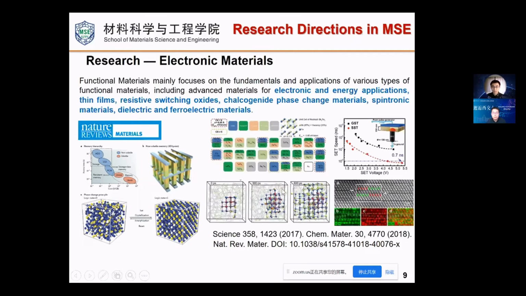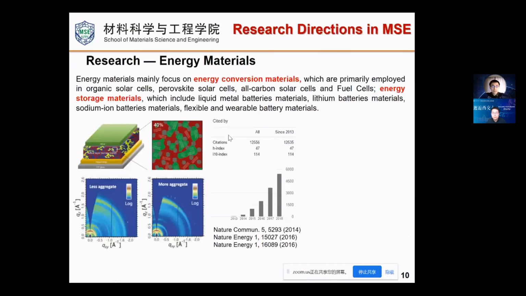For example, here are some results shown by Professor Zhang Wei's group. They do some calculations about phase change memories, and all these results have been published in top journals such as Science and Nature Reviews Materials. And the next research direction is about energy materials.